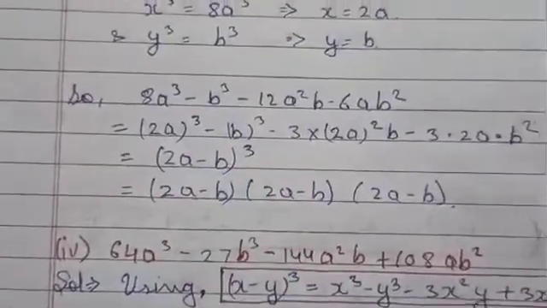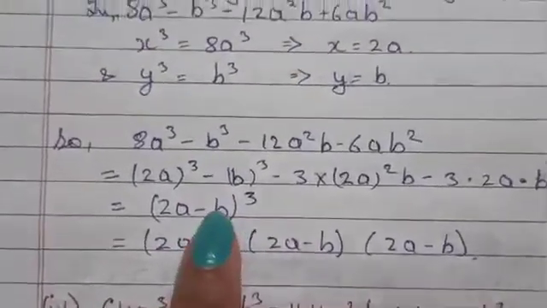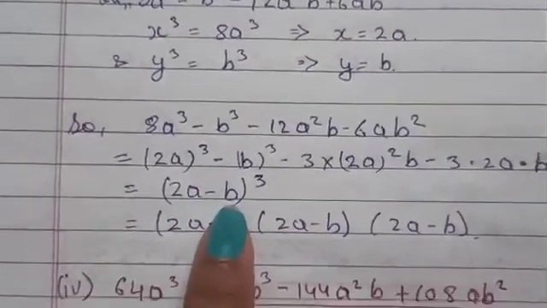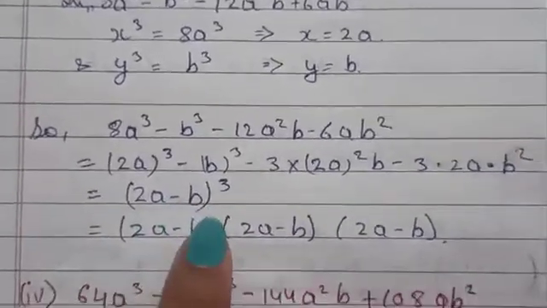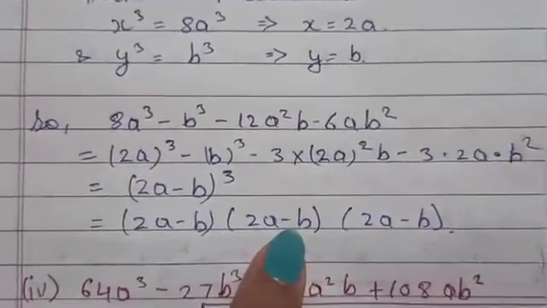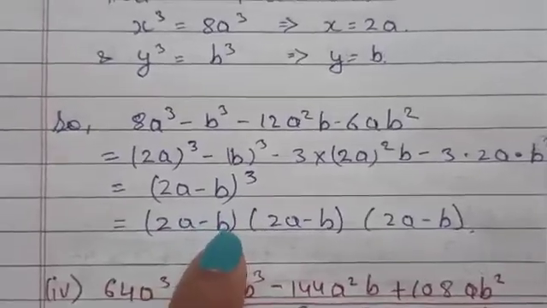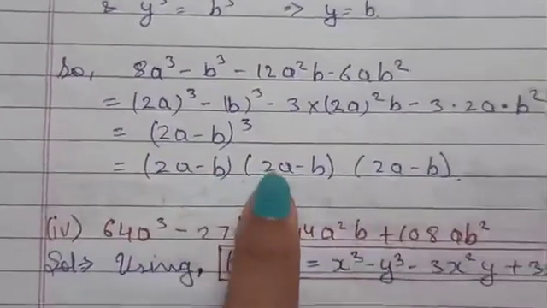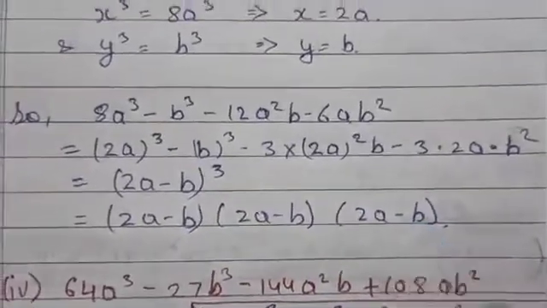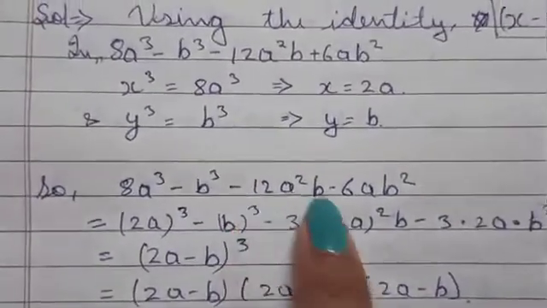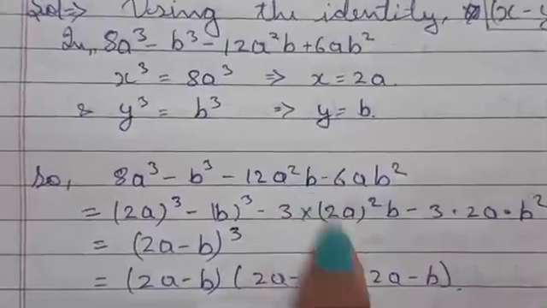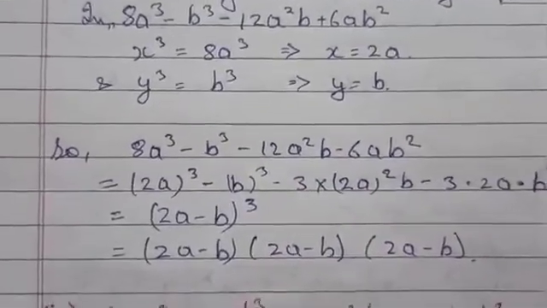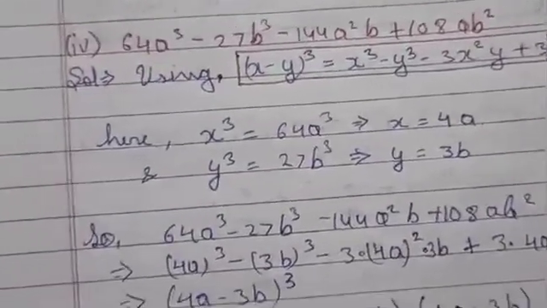Now (2a minus b) whole cube is what? It is (2a minus b) into (2a minus b) into (2a minus b), multiplying 2a minus b by itself 3 times. So 2a minus b, 2a minus b and 2a minus b are the factors of the given algebraic expression. Understood?